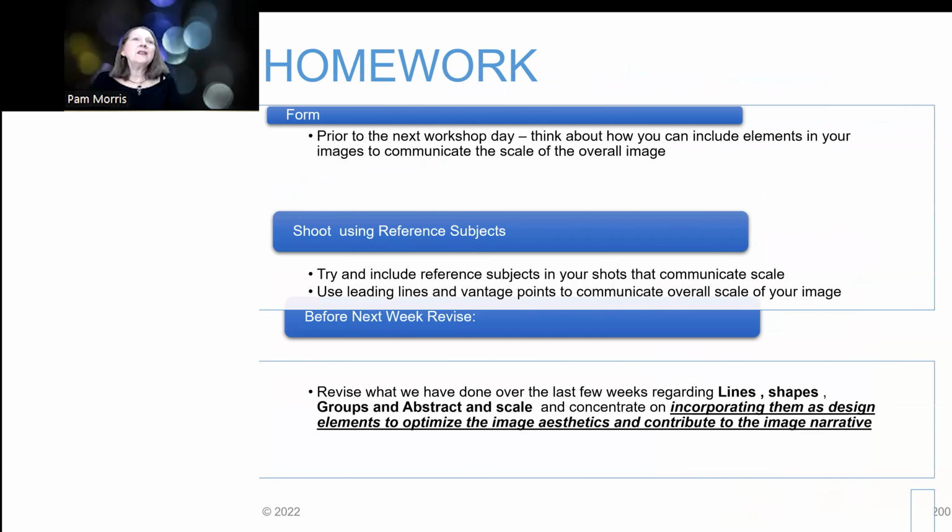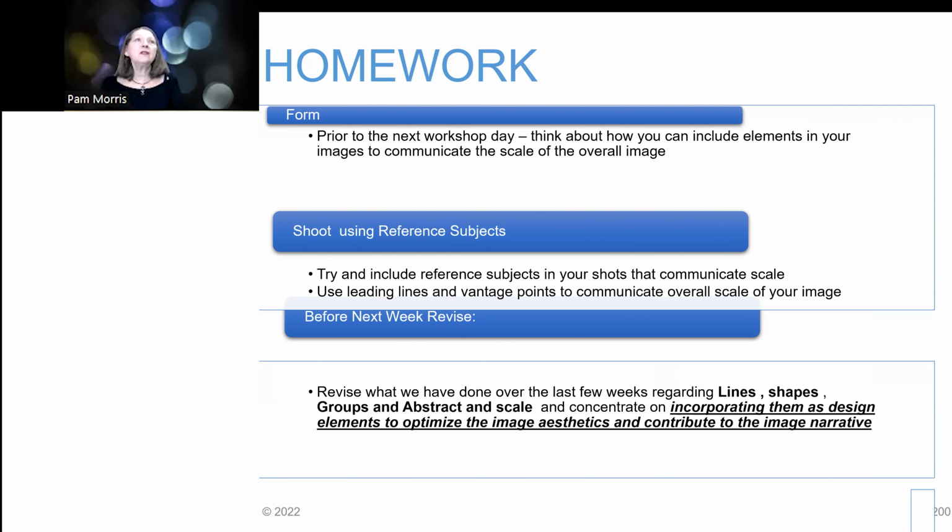So that's about using reference objects, vantage point, your lens and leading lines to contribute to the visual hierarchy within your image and a visual path, and that all contributes to the overall narrative and the aesthetics, because we've seen that people make a human connection to people and animals within an image.